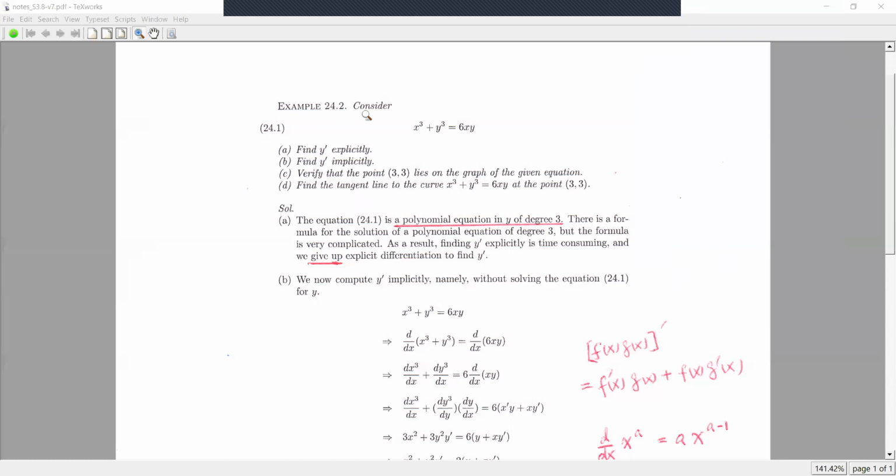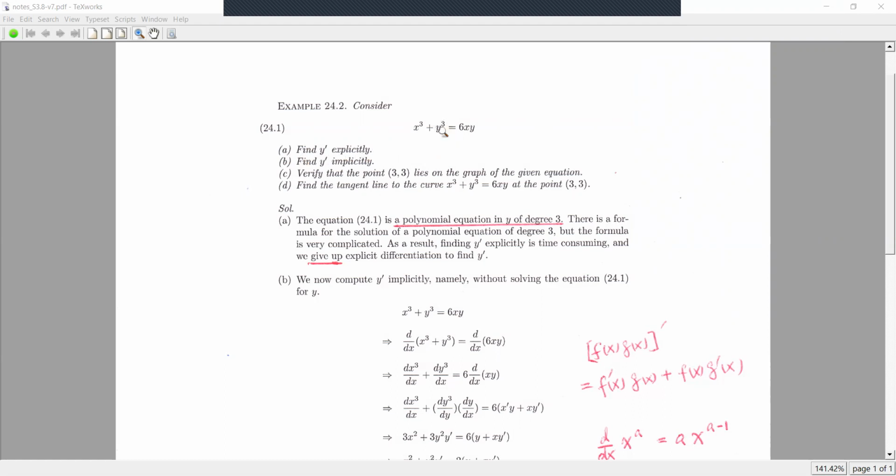Example 2. Consider this equation. Part A, find y prime explicitly. Namely, solve the equation for y, then compute y prime. This equation is a polynomial equation in the y variable.